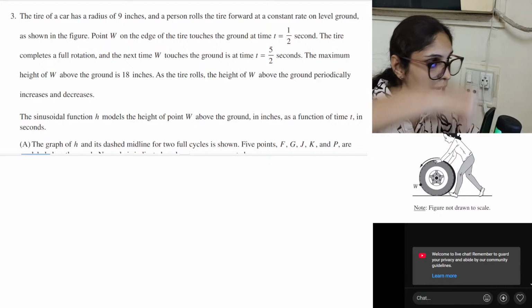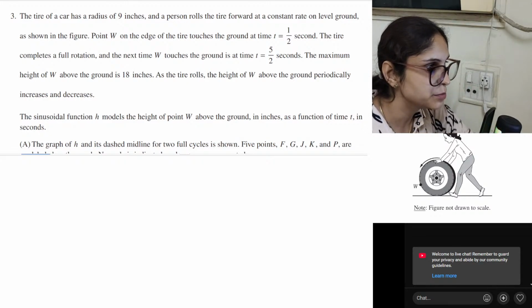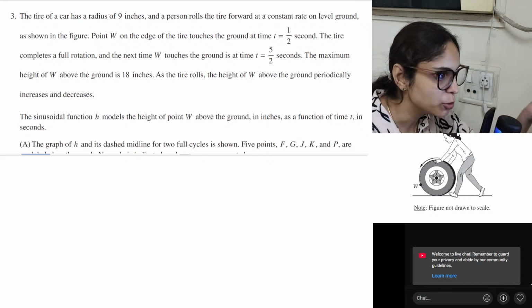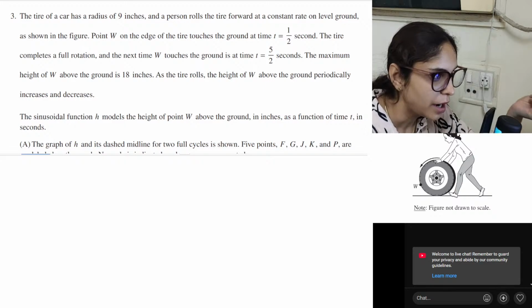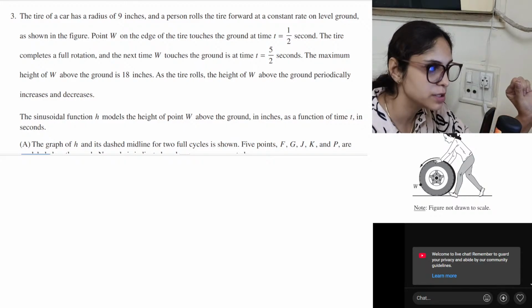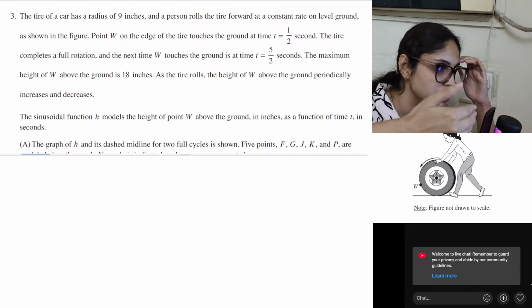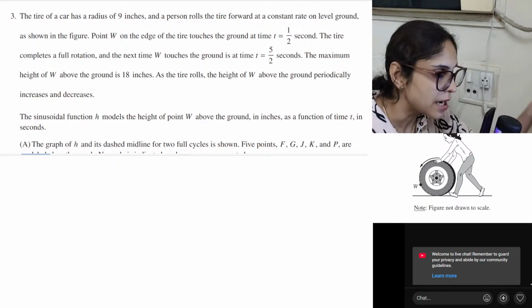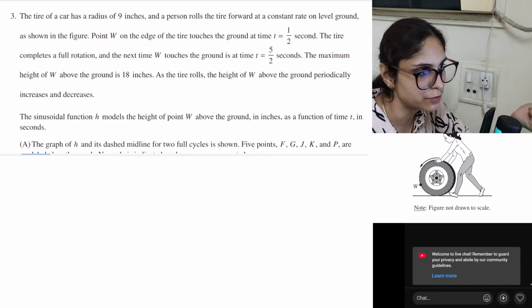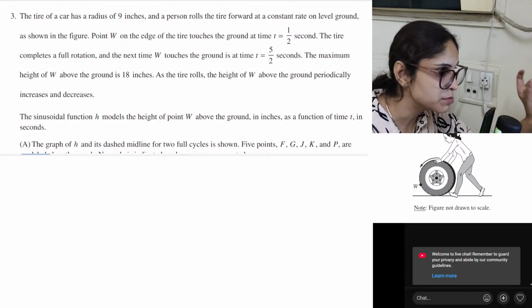The tire of a car has a radius of 9 inches and a person rolls the tire forward at a constant rate on level ground as shown in the figure. Point W on the edge of the tire touches the ground at time t equals 1/2 second. So at t equals 1/2 second, point W is at the ground. That means the distance from the ground is 0. The tire completes a full rotation and the next time W touches the ground is at time t equals 5/2 seconds. The maximum height of W above the ground is 18 inches.